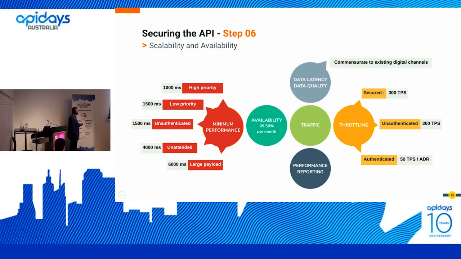That's the definition of unattended. So it can take 4 seconds. So there are different API groups in the CDR consumer data rights specification, and these are the mandated non-functional requirements that are defined for the consumer data rights. So again, the concept that I want to build here is that security includes scalability and availability as well.